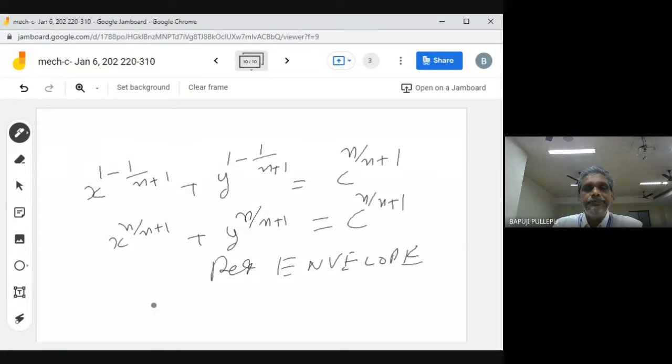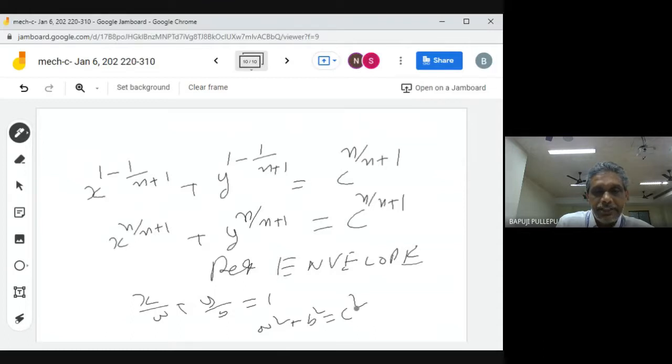Any problem? Suppose the same problem they may give us x by a, y by b is equal to 1. a square plus b square is equal to c square. What is the answer? Can you tell? Here n is equal to what? What is n? 2. If we substitute means what? x to the power 2 by 3, y to the power 2 by 3, we will get the answer. The procedure is same. Getting or not?